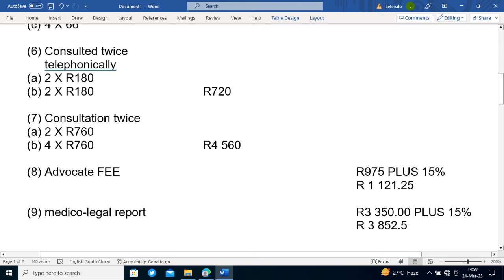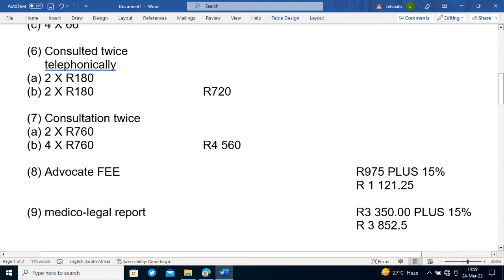7 is the consultation twice. So this person consulted twice. They say that per 30 minutes they charge 760. The first consultation was 35 minutes, which means that 30 is going to be 1, and then the remaining 5 makes it 2, because it is any part. That's why I said 2 times 760. Then we go to the second consultation, which I stated as 4 times 760.